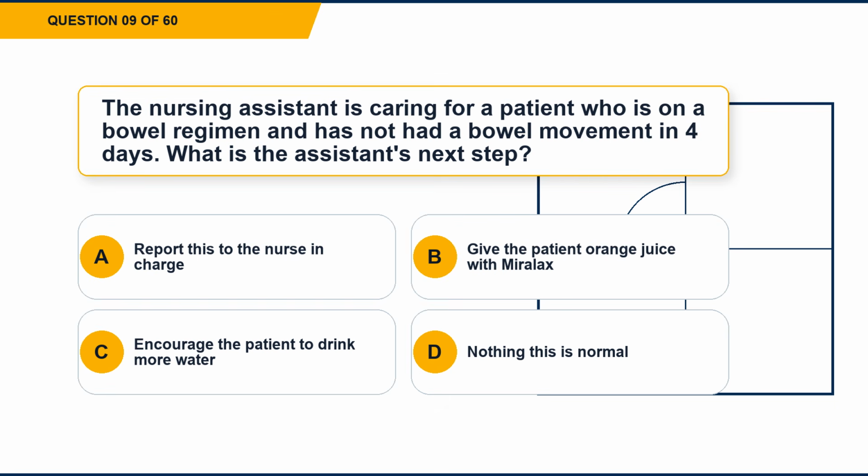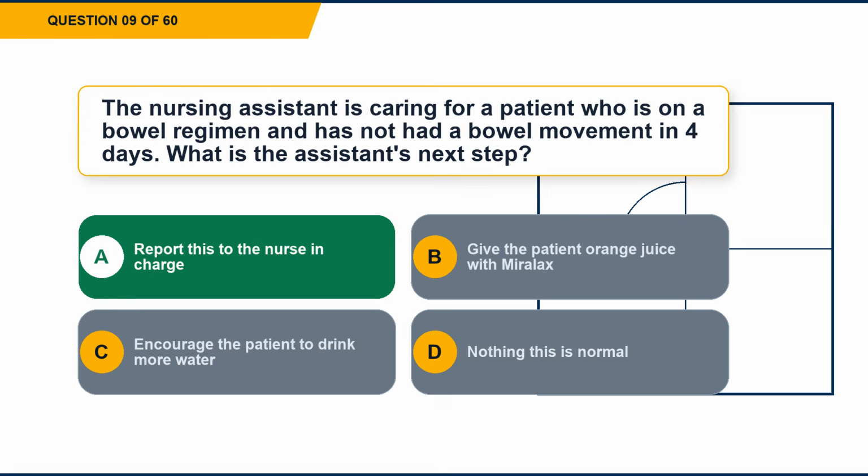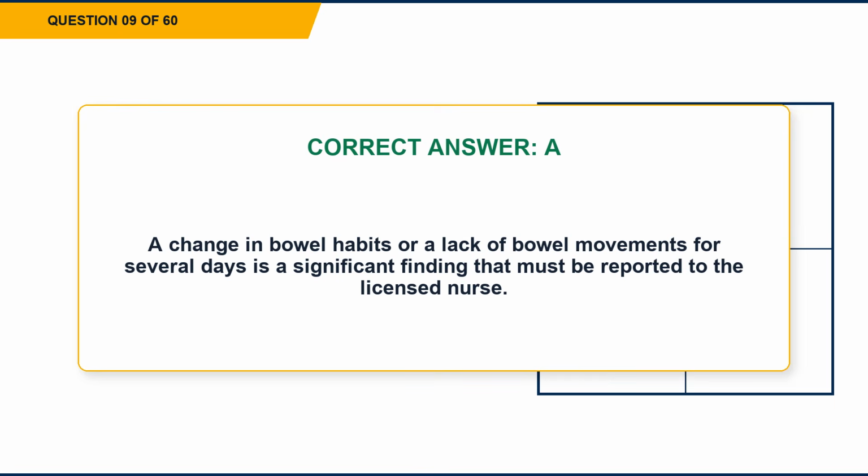What is the assistant's next step? Option A. Report this to the nurse in charge. Option B. Give the patient orange juice with Miralax. Option C. Encourage the patient to drink more water. Option D. Nothing, this is normal. The correct answer is option A. Report this to the nurse in charge. Explanation. A change in bowel habits or a lack of bowel movements for several days is a significant finding that must be reported to the licensed nurse.